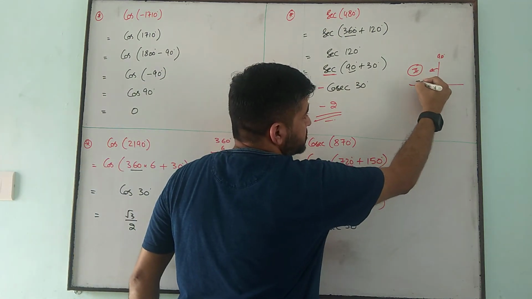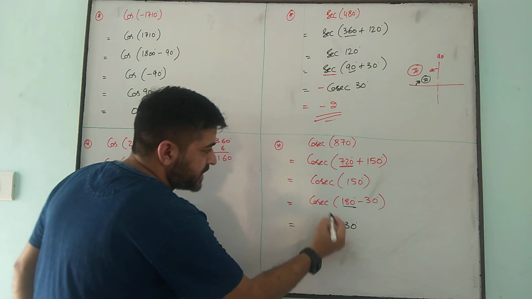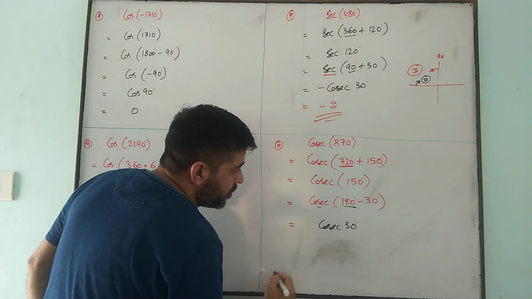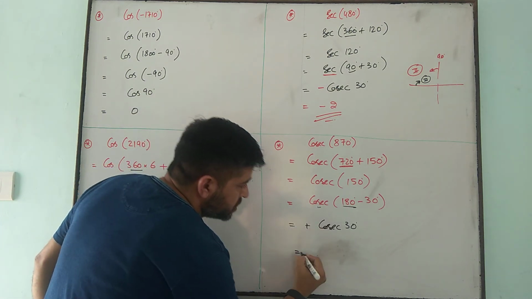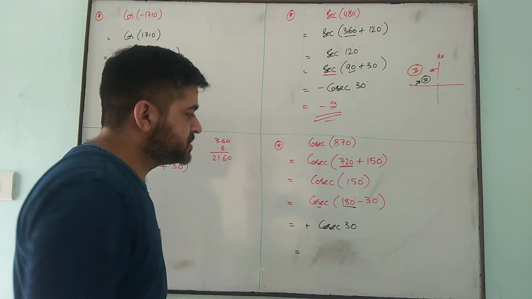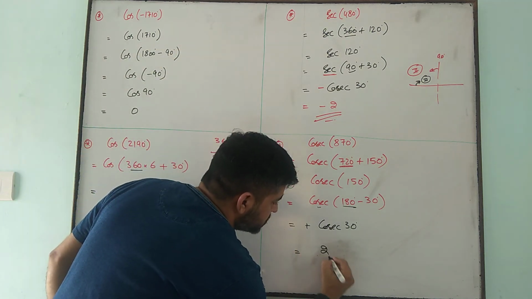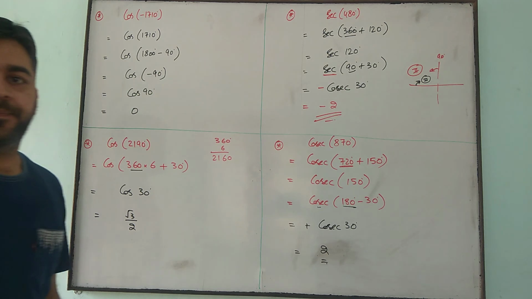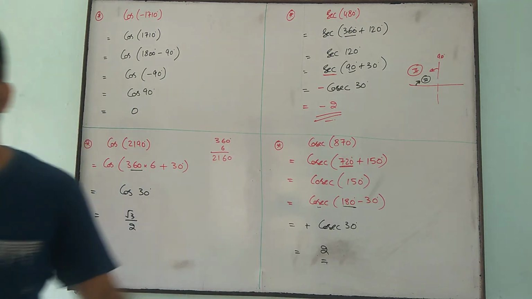This is the negative direction of angle. So 180 minus theta, second quadrant. In second quadrant your cosecant will be positive. So we got cosecant 30, and cosecant 30 is, again, 2. Plus 2 will be our answer. Write it down.